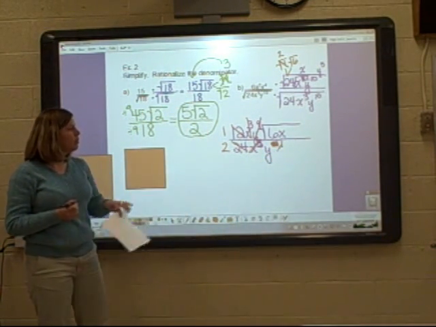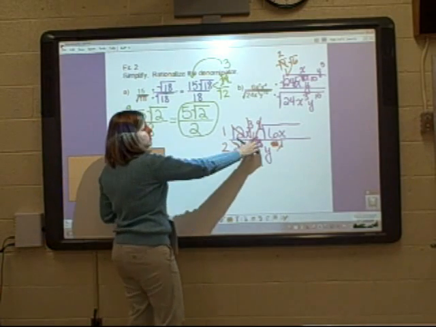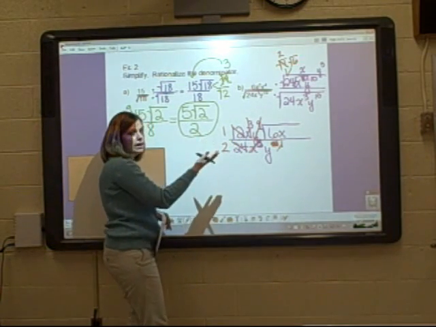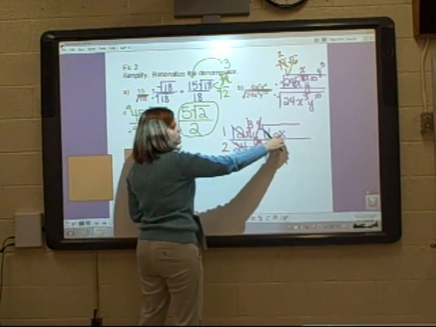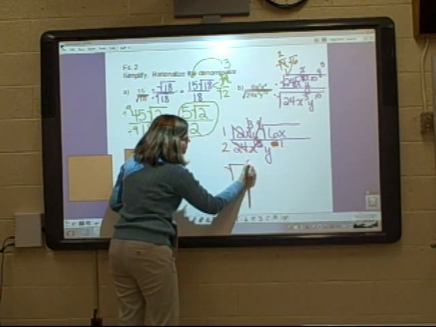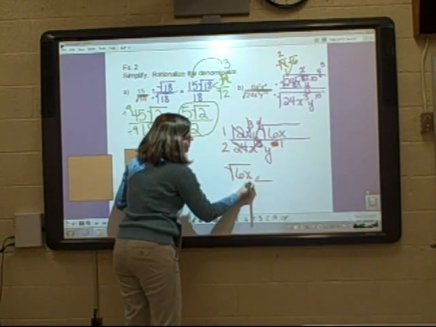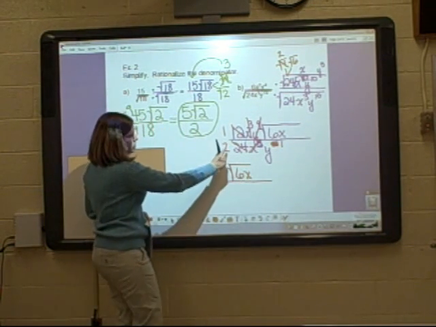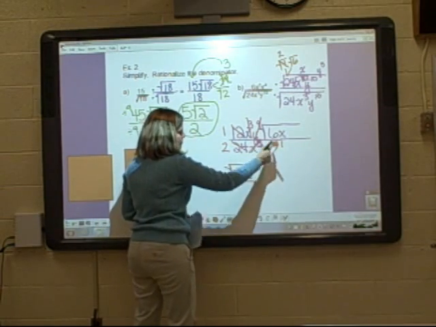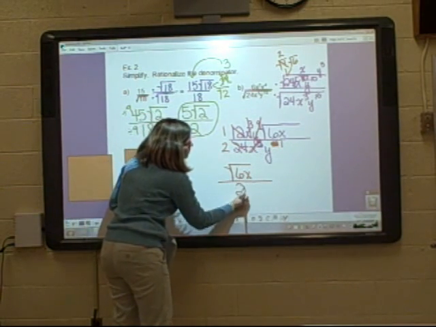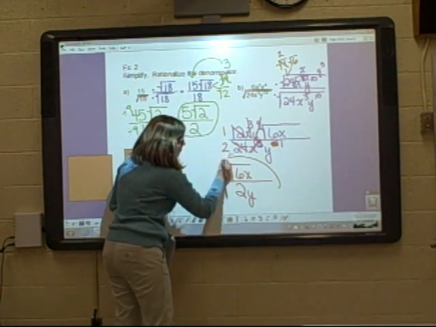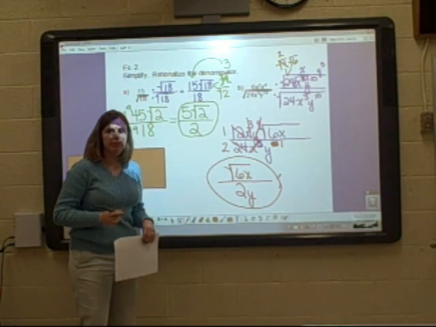So when I go to write my final answer, I have 1 times the square root of 6x. And in the denominator, I have a 2y to the 1st, which is the same thing as 2y. And that would be my final answer.